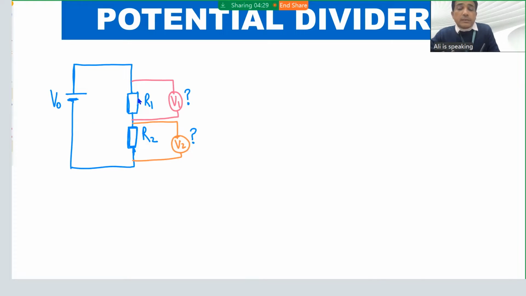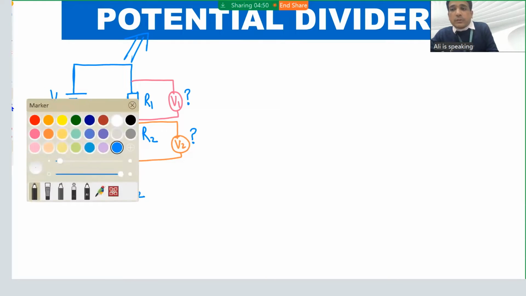So this circuit is a potential divider circuit, because in this case you will say V naught has been divided into two parts, V1 plus V2. So we have divided this one into two parts. We call this circuit a potential divider circuit. So this is potential divider circuit.